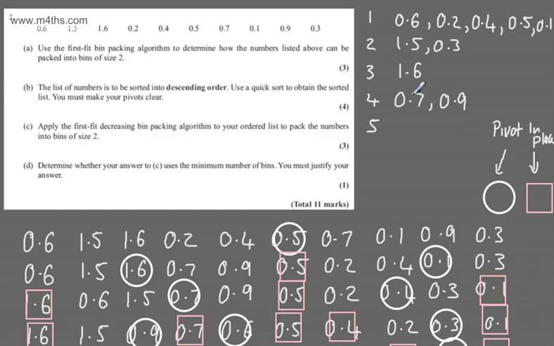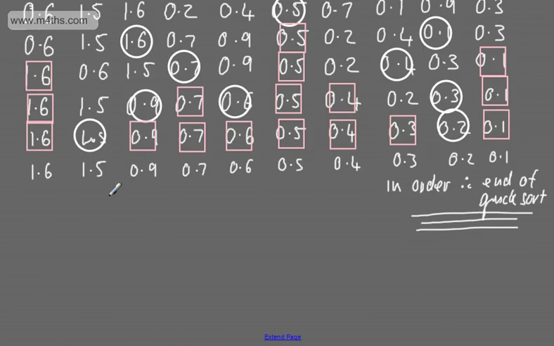I did the last one in 4 bins. I'm kind of expecting this will be 4 bins. So let's just put bin number 1, bin number 2, bin number 3, bin number 4. So we're going to have 1.6. 1.6 can fit in the first bin. 1.5 can't go in the first bin, so it's going in the second bin. 0.9 can't go in the first one, can't go in the second one, so it's going in the third one.